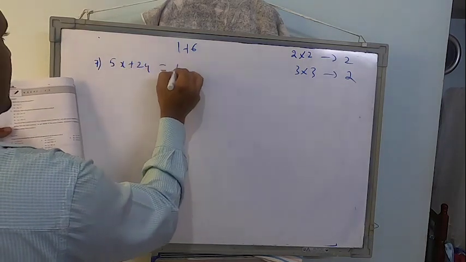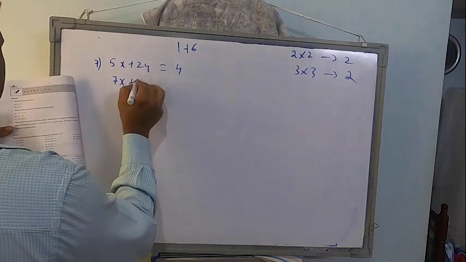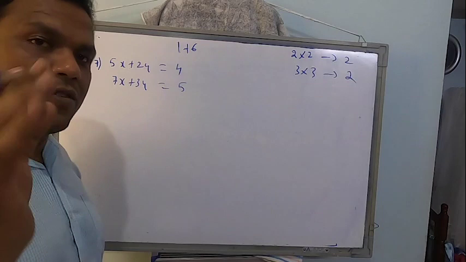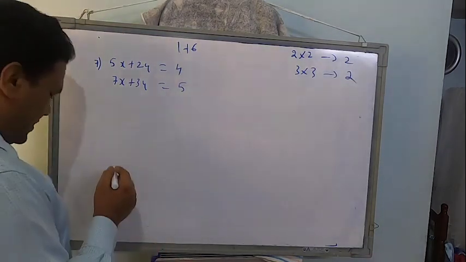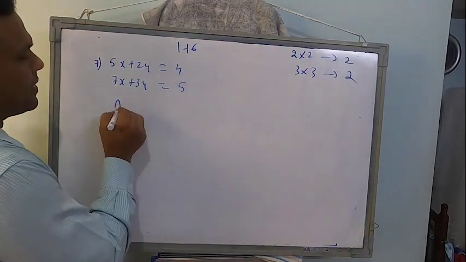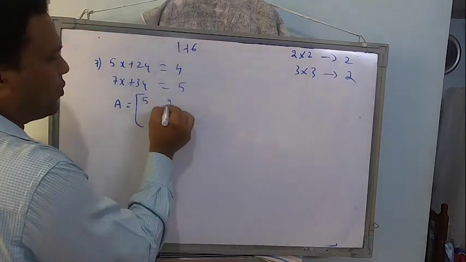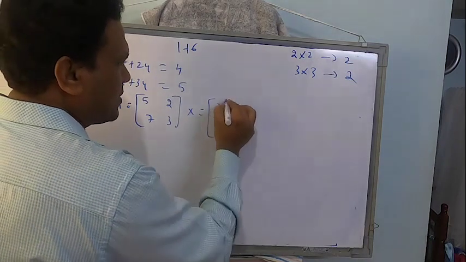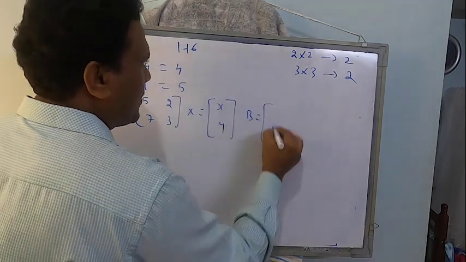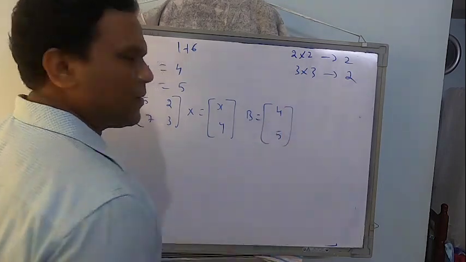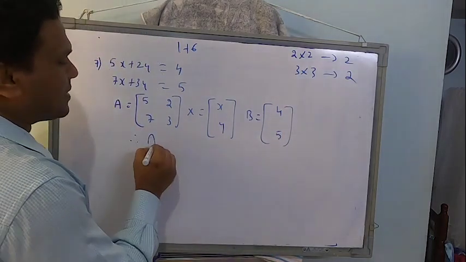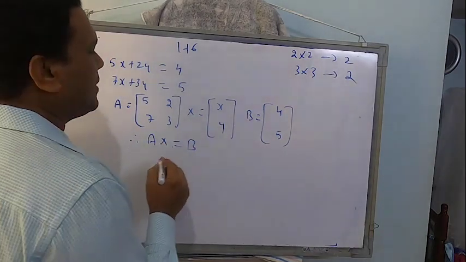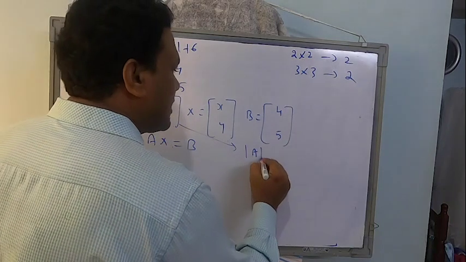5x plus 2y is equal to 4. 7x plus 3y is equal to 5. You have to solve. Solve means you have to find the values of x and y. So how to do it? First thing, let me represent this in the form of 3 matrices: A is 5 2 7 3, x is the column matrix of the unknowns, and B is 4 5. Clear? Therefore, the given system can be written as Ax is equal to B. Clear? Okay.